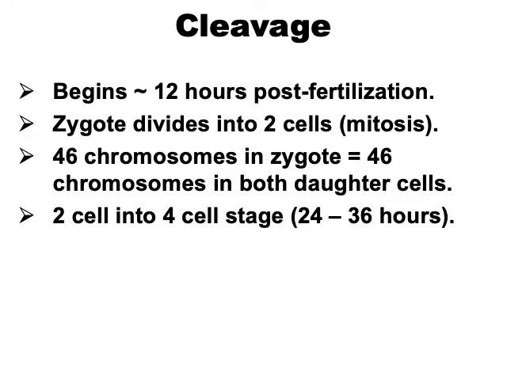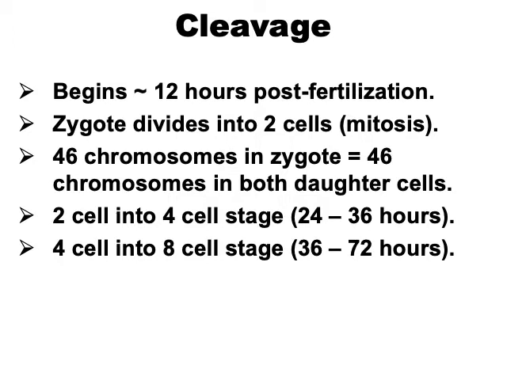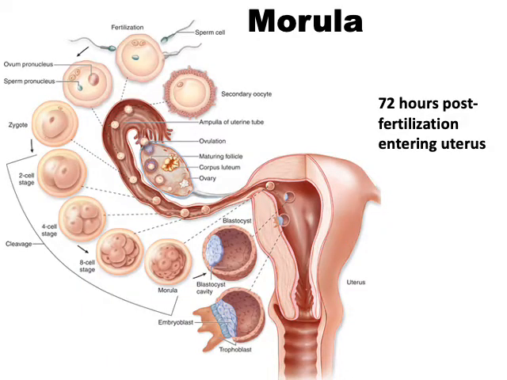The 2-cell stage is transformed into a 4-cell stage within 36 hours of fertilization, and an 8-cell stage within 72 hours, reaching the morula stage, which is a 16-cell stage. At 72 hours post-fertilization, the embryo enters the uterus.